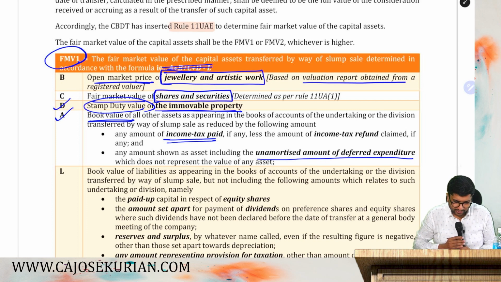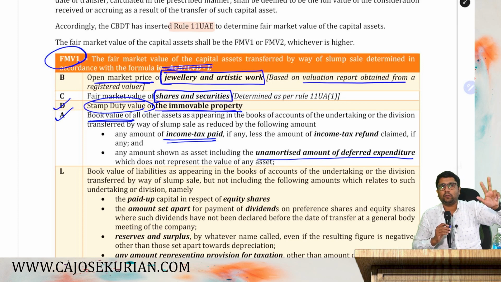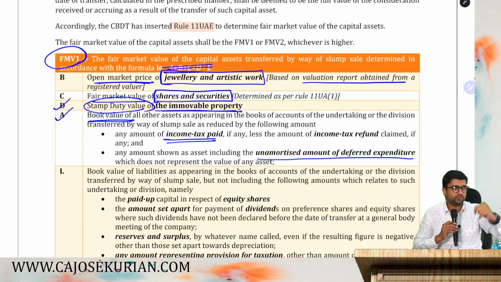So listen friends, FMV1, when you value it, is very simple. If it is jewelry or artistic work, you take the fair market value reported by a registered valuer. If it is shares and securities, you know how to value that according to the valuation rule. If it is an immovable property, take the SDV, stamp duty value. If it is any other asset, excluding TDS, TCS, and unamortized value of deferred revenue expenditure, then take the book value, excluding those two. For those two, you don't need to take any value.